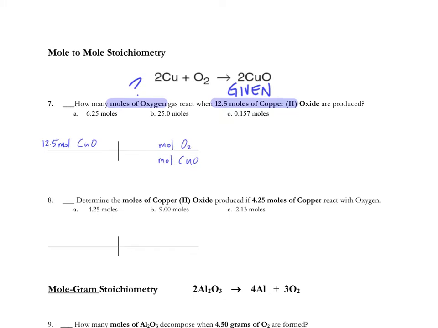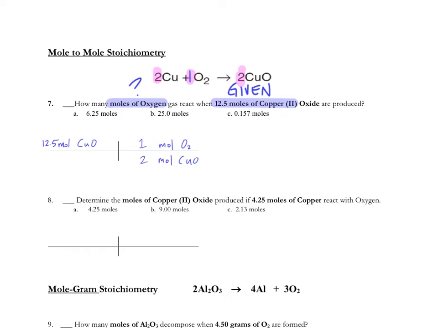So now I need to look at my mole ratios. So I'm comparing oxygen to copper oxide. So look at the coefficients. Coefficient here, an implied coefficient there, and a coefficient here. So remember the implied coefficient is a 1. So I've got 1 mole of oxygen gas and 2 moles of copper oxide. So a 1 goes here, a 2 goes here because that's my mole ratio.